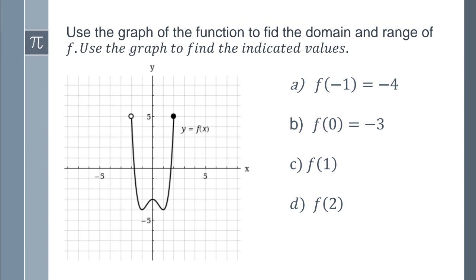So the answer is -3. What about f of 1? This is telling me again the x value of 1. So when I go to the x value of 1, it's to the right of 0. So I scroll down. Thank you, Ms. Chuka. I scroll down and I see that it's also a -4, right?